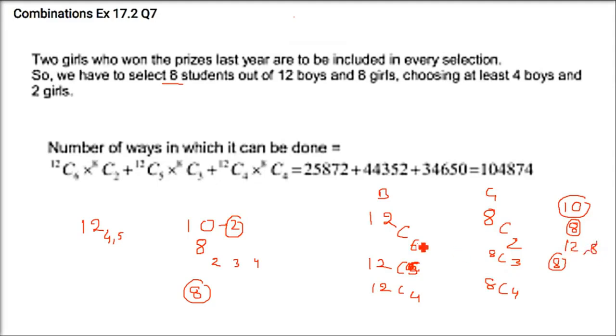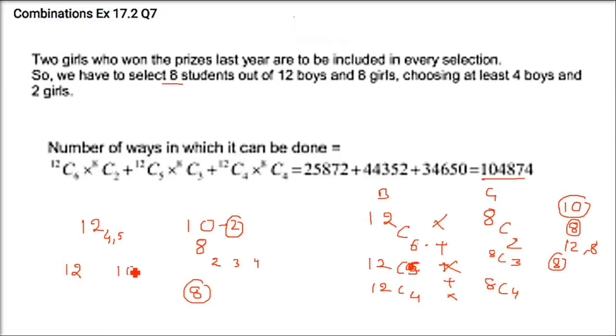See, 12 boys, 8 girls only. We have this option. 2 is already included. So you just multiply these two, add. Multiply these two, and add with this third one. So it is going to be 104874.